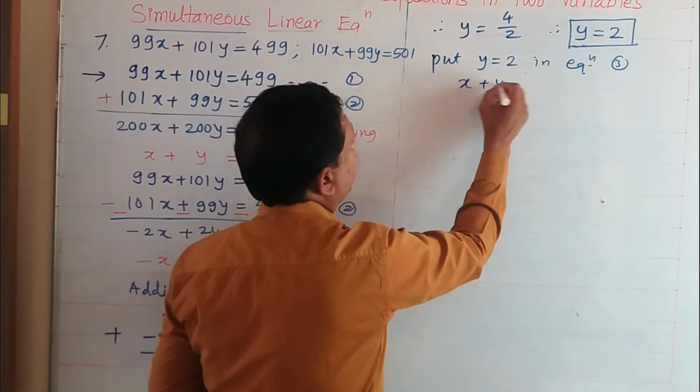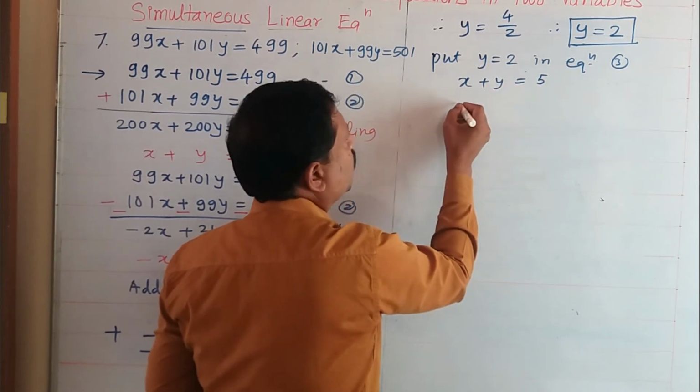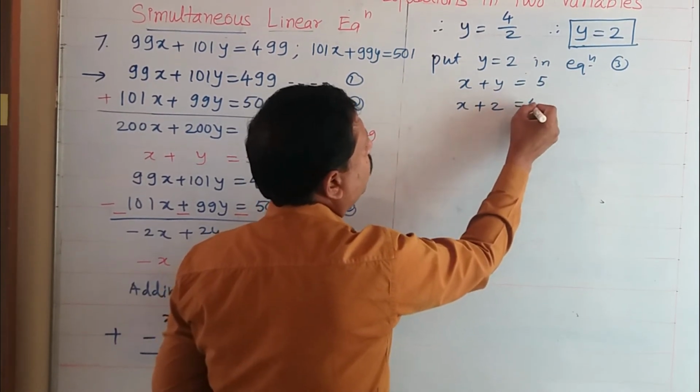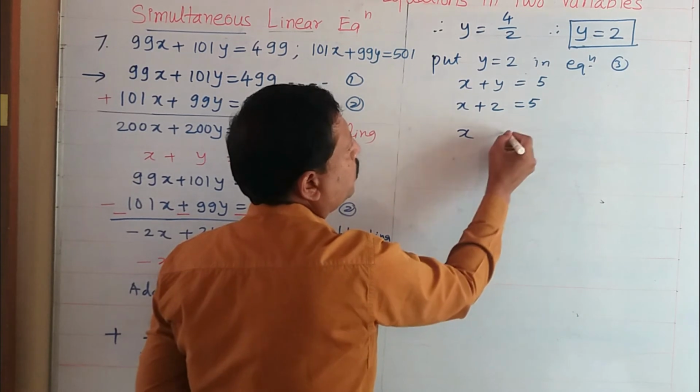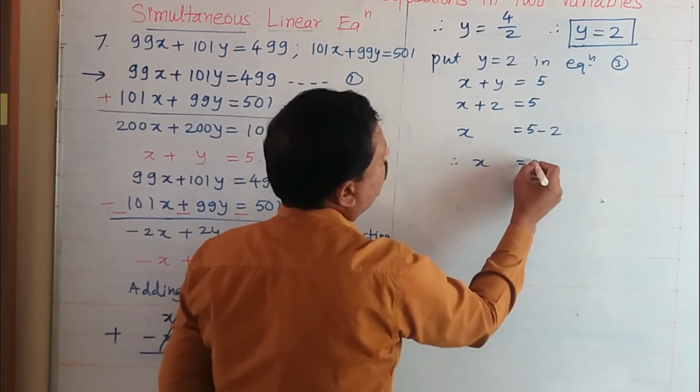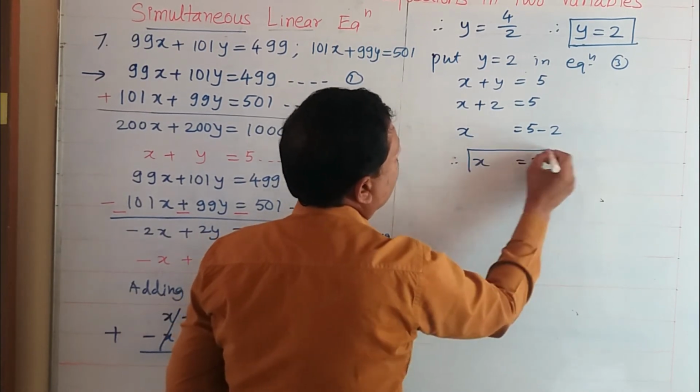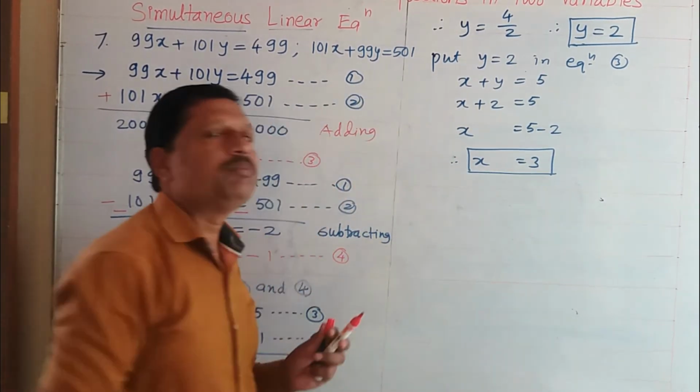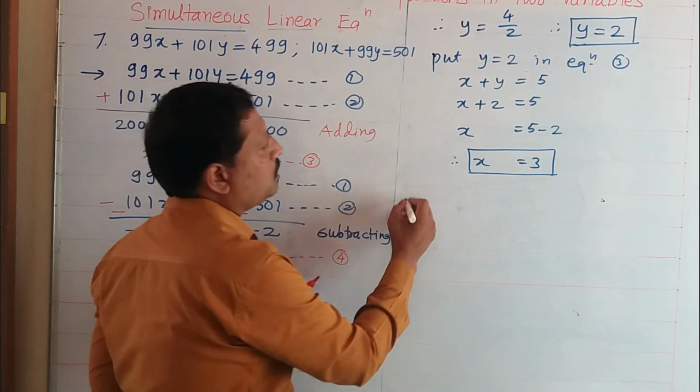x plus y is equal to 5. So x plus 2 is equal to 5. Transpose this, so x is equal to 5 minus 2, hence we get x is equal to 3. In this way we get the value of x, and finally write down the answer.